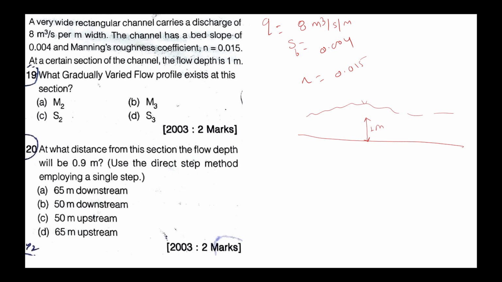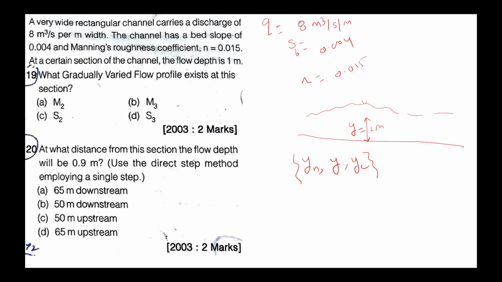So we need to calculate the gradually varied profile, whether it will be S1, S2, S3, M2, M3, or what will be your profile. So how will you calculate? For that you need 3 data. What 3 data? Normal flow depth, how much your flow is, that is y currently, and your critical depth. Then, comparing these 3 things, you can easily determine whether it is M2, M3, S2, S3.